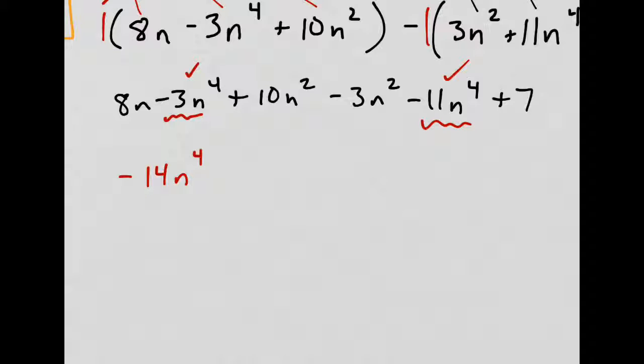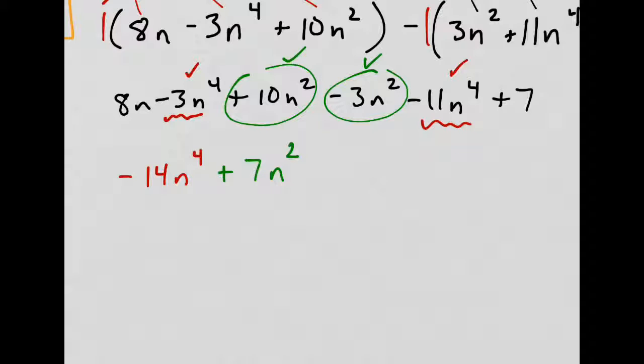What's the next highest power? I got n squared. So I'll deal with that one, and that one. There should be a check there. Okay. I got 10 positives and 3 negatives. 3 of those negatives cancel out with 3 of the positives. I'm left with positive 7n squared. Very nice. What's the next closest? Maybe a check mark and a check mark.